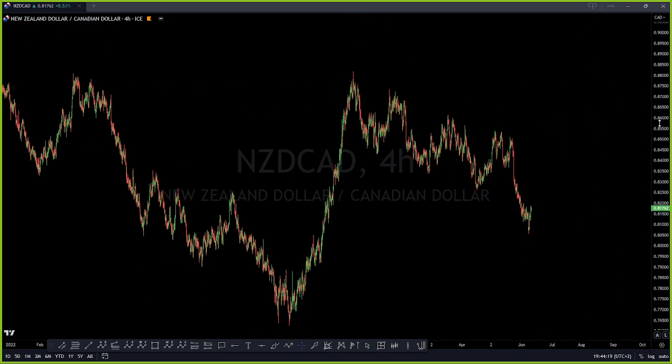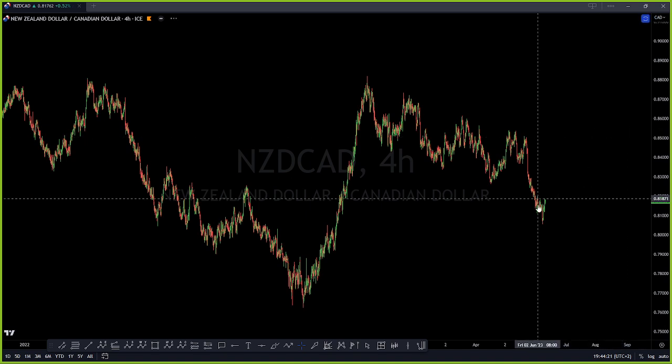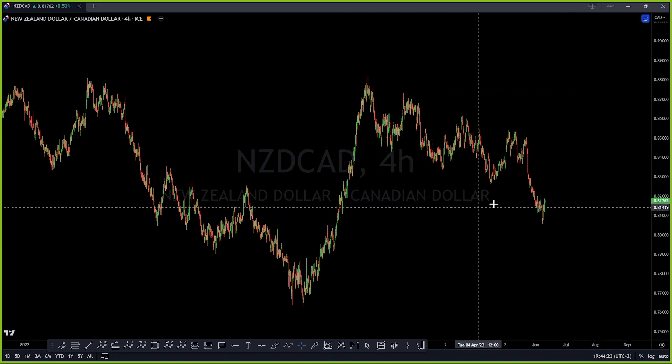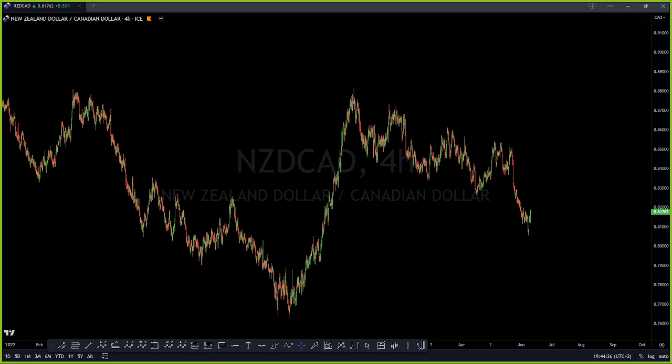As for your New Zealand CAD, this looks very nice here. It might be ready here. If you wanna see, you might even look at this. This is gonna be a chart of the week.